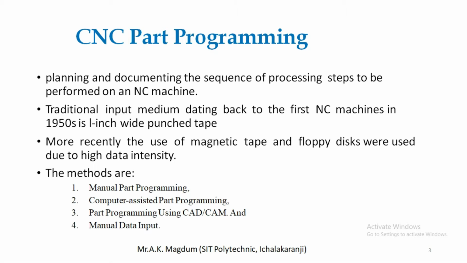Next, more recently, magnetic tape and floppy disks were used due to high data intensity. With recent developments, magnetic tape came into use in various industries. Then afterwards, with many developments and the large data storage requirements of industry, they use floppy disks or magnetic tape, that type of data storage devices, for storing large data.